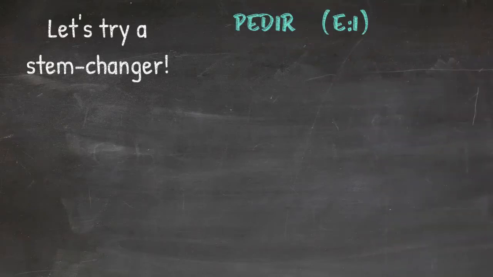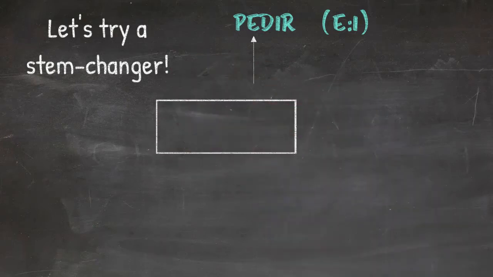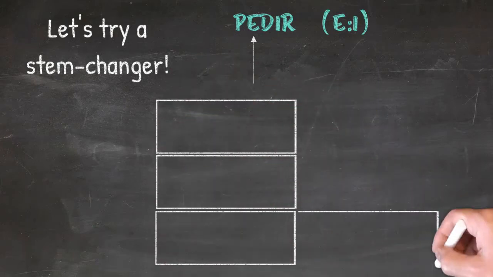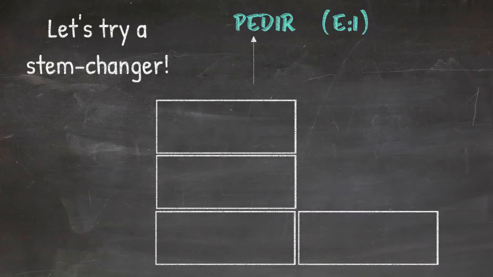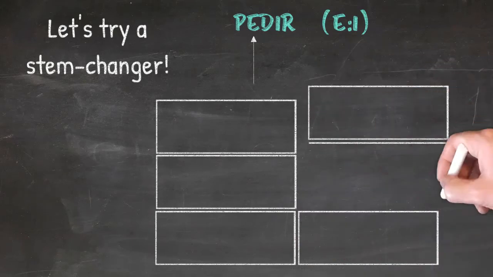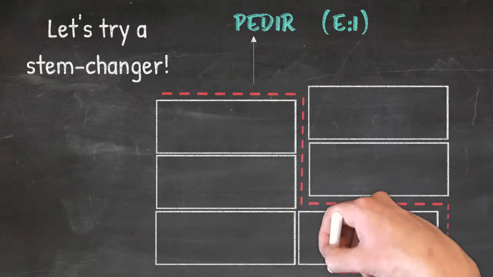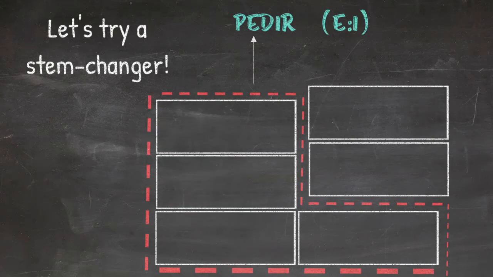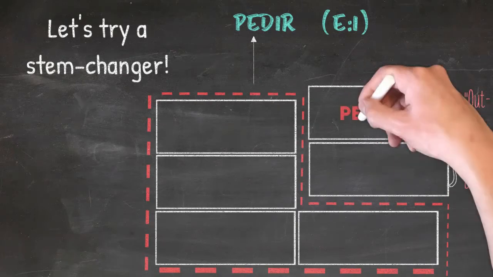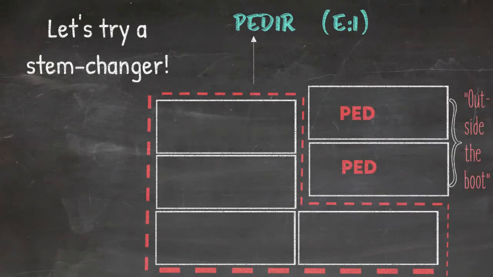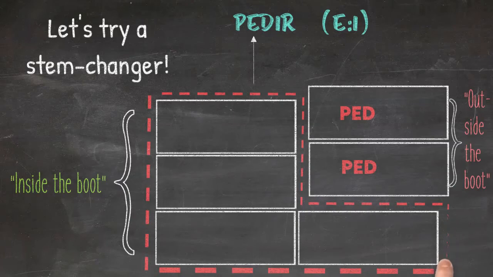Let's do another one. Pedir, to ask for. This one's an E to I change. Draw the arrow, spot the letter E. Separate the 4 rectangles, the 4 areas that will get the spelling change, from the 2 that won't. The stem, PED, is just like it would be under any other circumstance. No change. Outside the boot, no need to change.